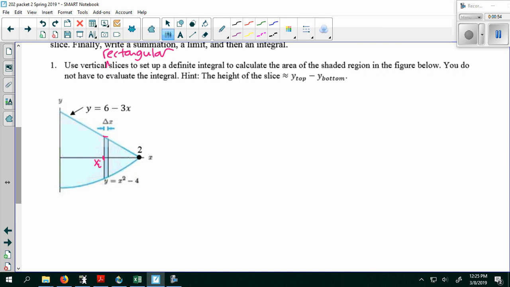And the height of my rectangle will be the distance between the top function and the bottom function. So to find that distance, we would just subtract. And then the width of that rectangle is delta x. So I'm going to blow this rectangle up a little bit. Its width is delta x, and its height is the y on top minus the y on the bottom. So the y on top is the height of the linear function at x sub i. So 6 minus 3x_i.